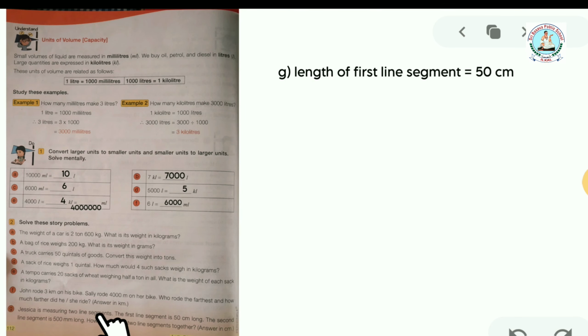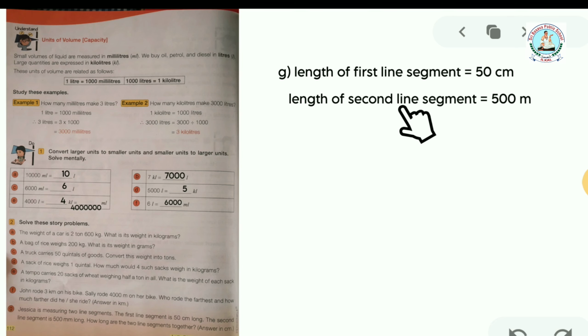Jessica is measuring 2 line segments. The first line segment is 50 centimeter long and the second line segment is 500 millimeter long. Then how long are the 2 line segments together? So she is measuring both the line segments, and after measuring she wants to know the total length of both together. First we write the sentence like this, that is length of the first line segment, that is 50 centimeter, and length of the second line segment, that is 500 millimeter. I wrote this as m, so better you change this to 500 millimeter, right?